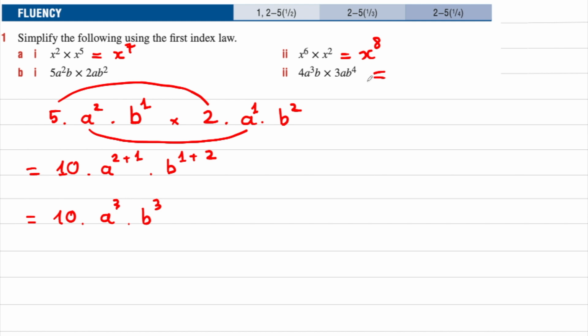For the same idea with this one, 3 times 4 gives you 12 for the constant number, and a cubed and a to the power of 1 means a to the power of 4. b to the power of 1 and b to the power of 4 means b to the power of 1 plus 4 equals 5. So we finish this question.